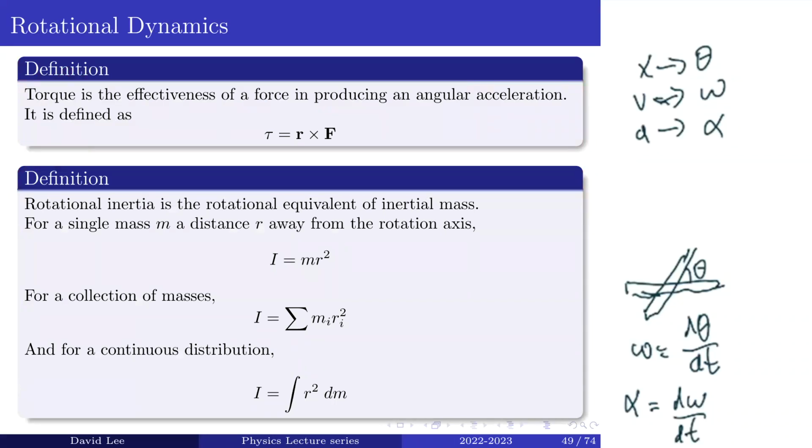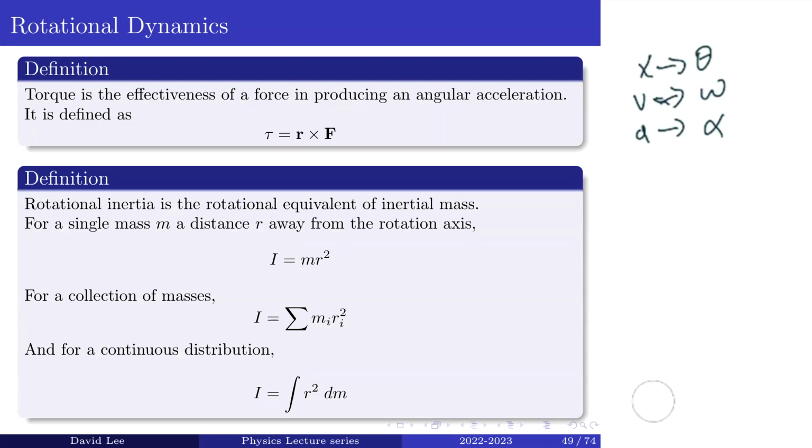So now let's talk about torque. Torque is defined as r cross F. So it is a vector. Its direction determines whether it's clockwise or counterclockwise. And to see that, it depends on the right-hand rule. And why is torque useful?